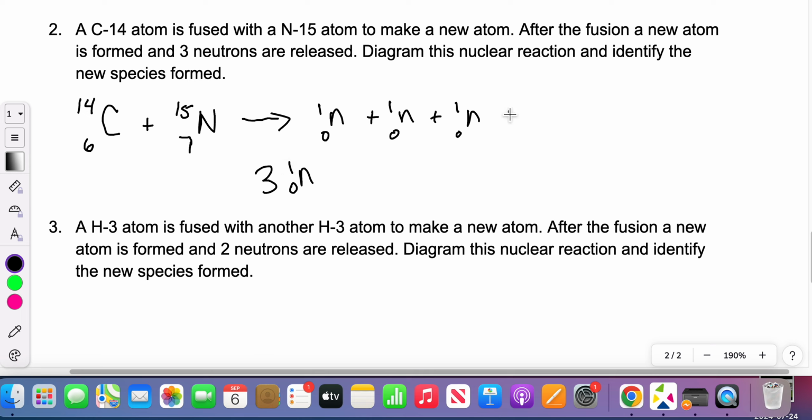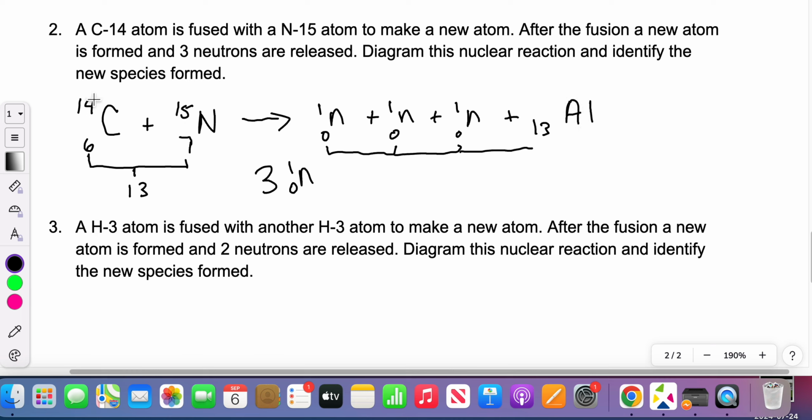Anyway, now what we're trying to figure out is what's the new element here. So first we'll add together the bottom number. 6 plus 7 is 13. All the bottom numbers added together over here on the other side of the equal sign also have to equal 13. So 0 plus 0 plus 0 plus what number equals 13? Well, that number is 13. So again, we have aluminum.